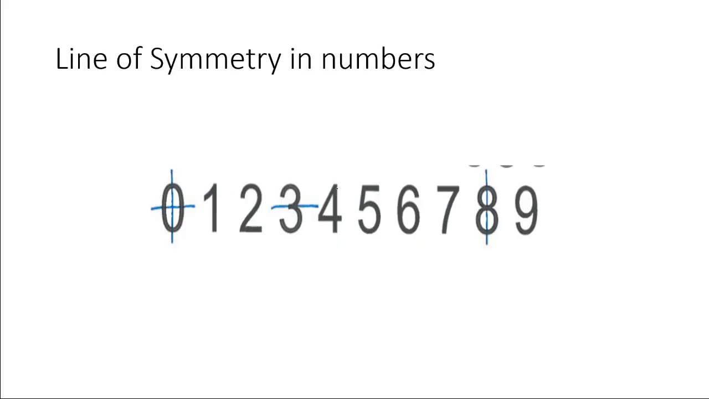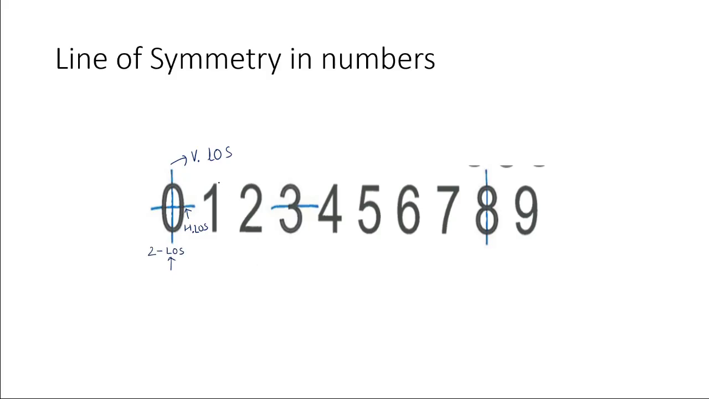So here, children, you can see we have different digits. Look here, first at 0. In this 0, this one is your vertical line of symmetry, and this line is your horizontal line of symmetry. So 0 has two lines of symmetry.